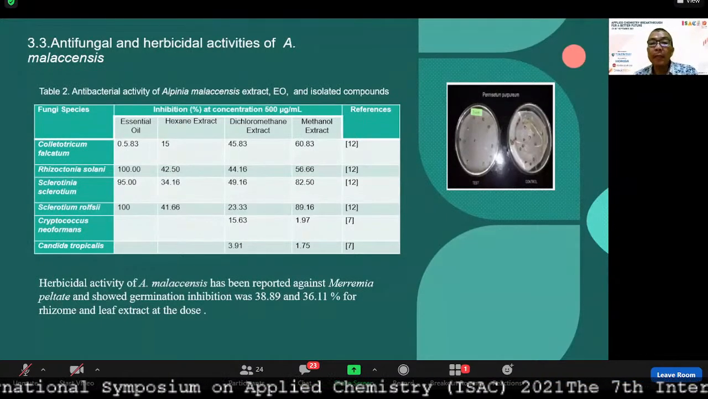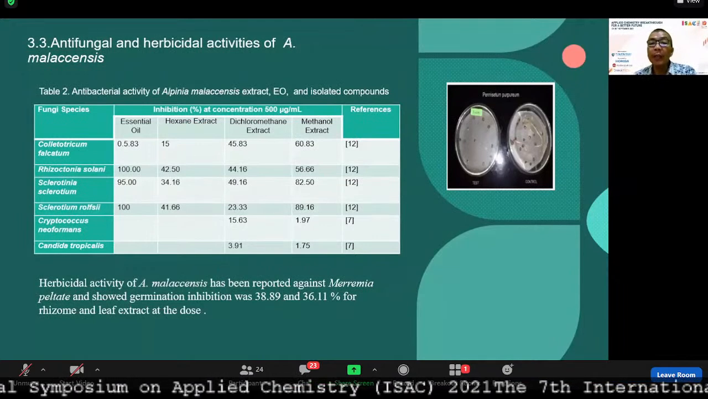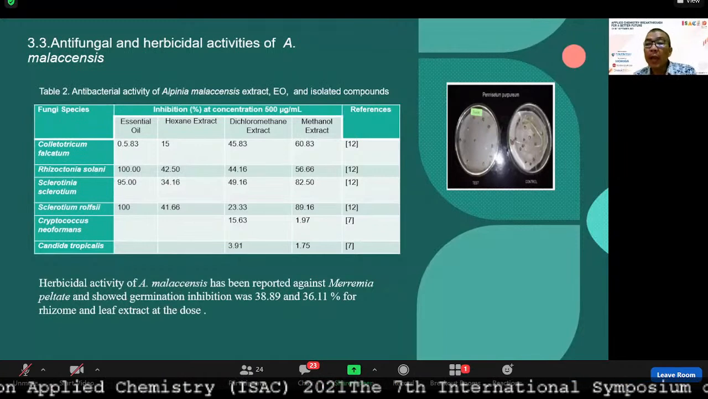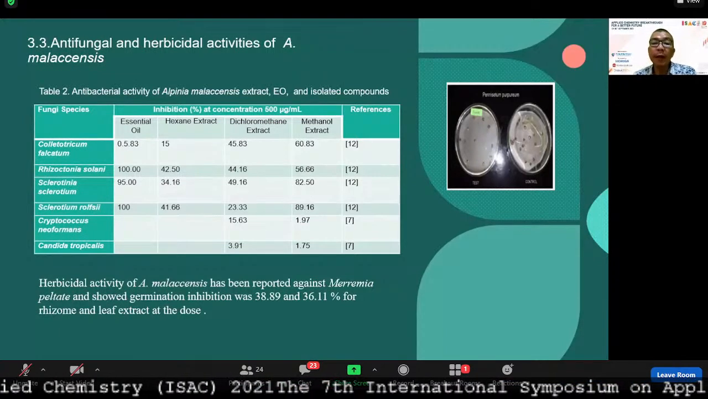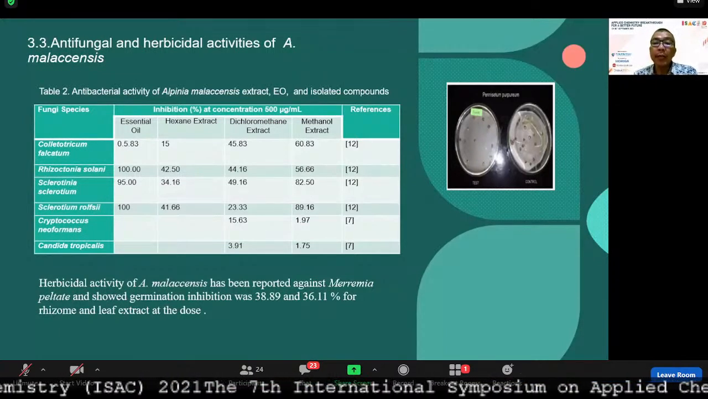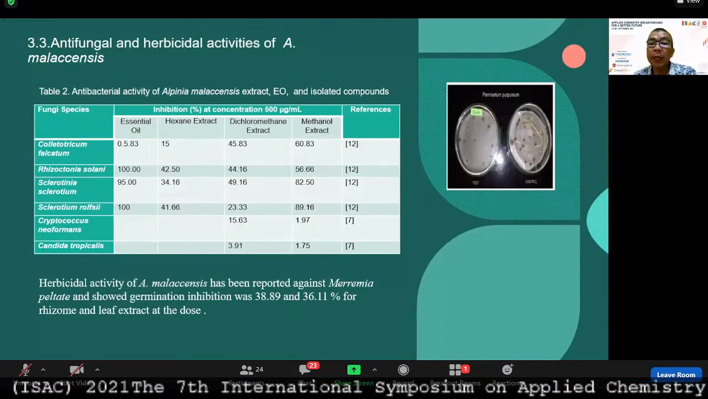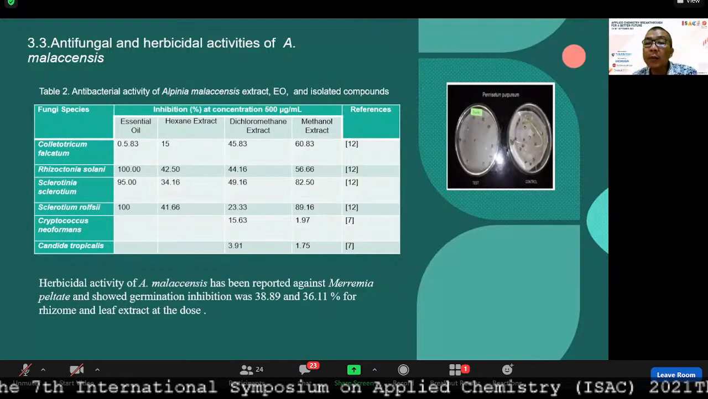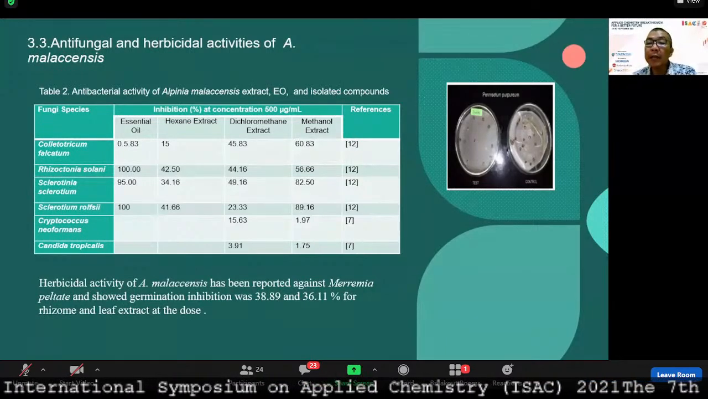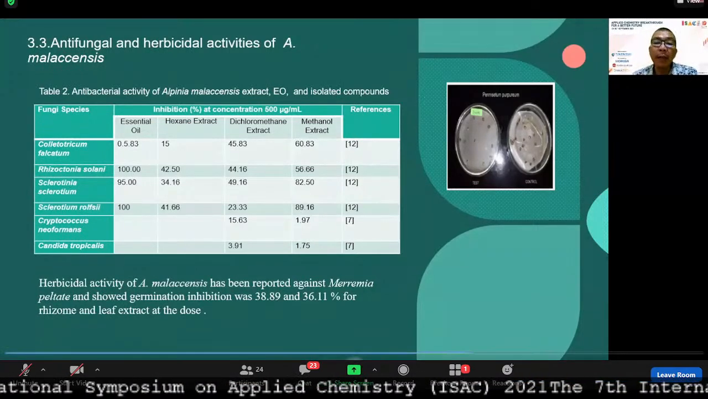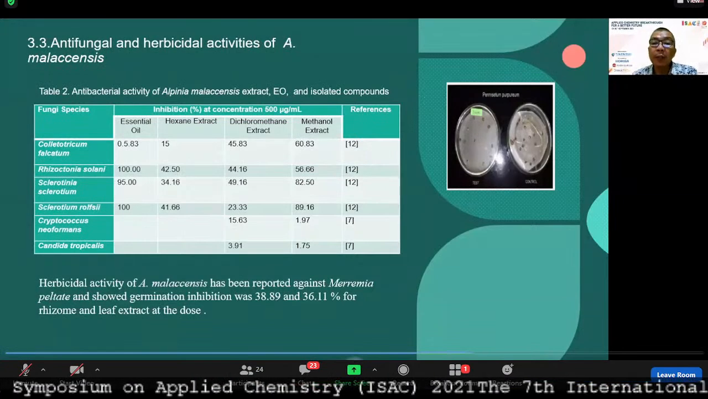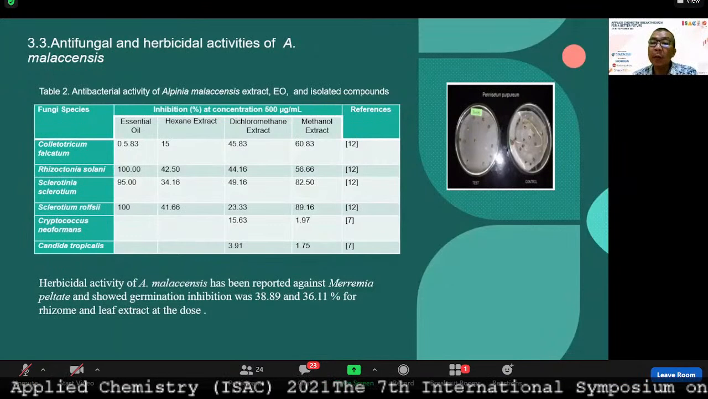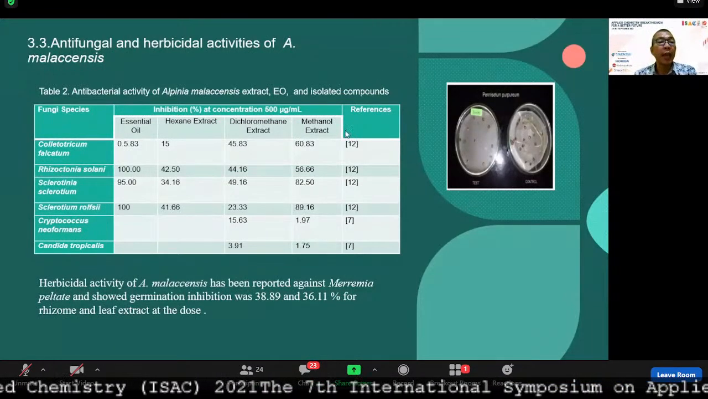Fungicidal activity of A. malaccensis extract or essential oil is illustrated in Table 3. Essential oil from this plant shows more potent inhibitory activity against R. solani, S. sclerotiorum, and S. rolfsii. Compared to the other extracts, methanol extract possesses stronger inhibitory activity than hexane and dichloromethane extract.